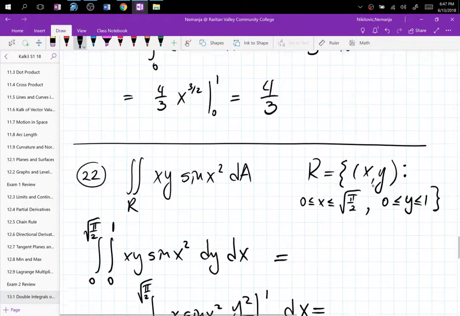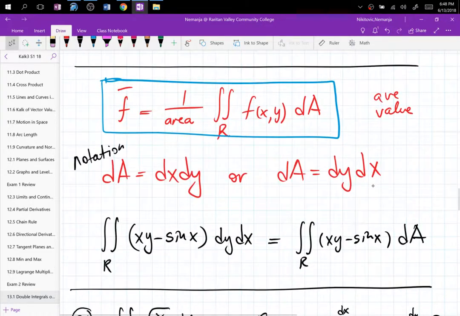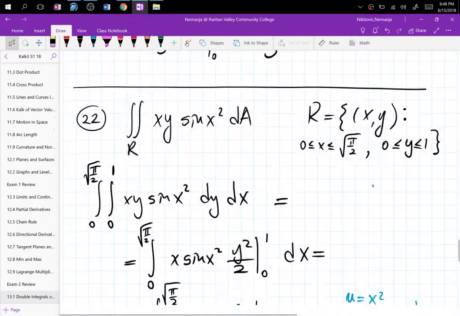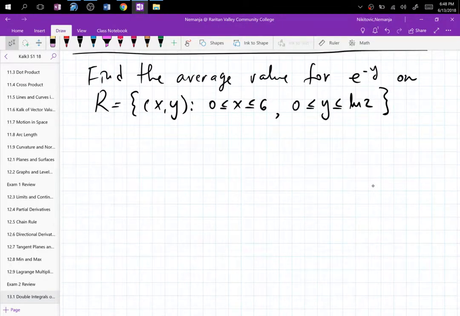You have the formula over here. The formula says the average value of the function is 1 over area times the double integral. So 1 over the area times the double integral of f dA. Is area B, the area of the rectangle of the region? You have that in the region, right?